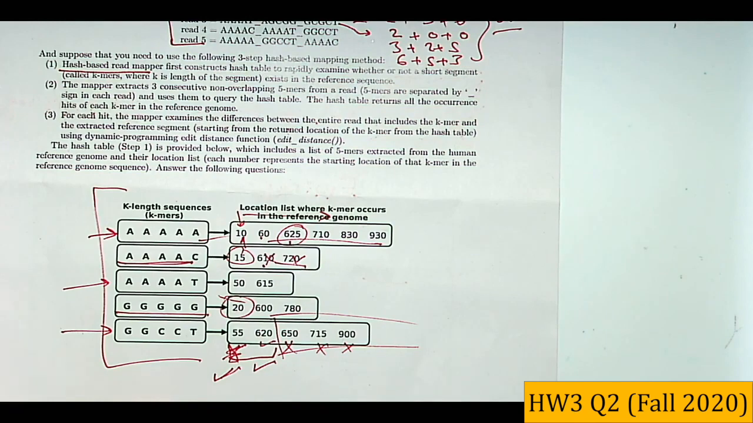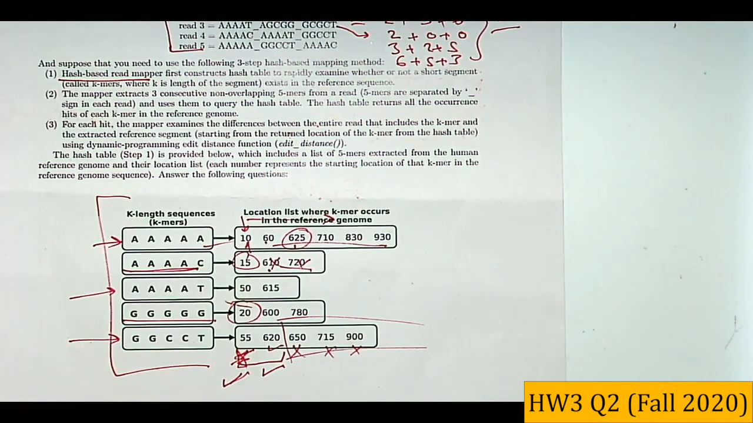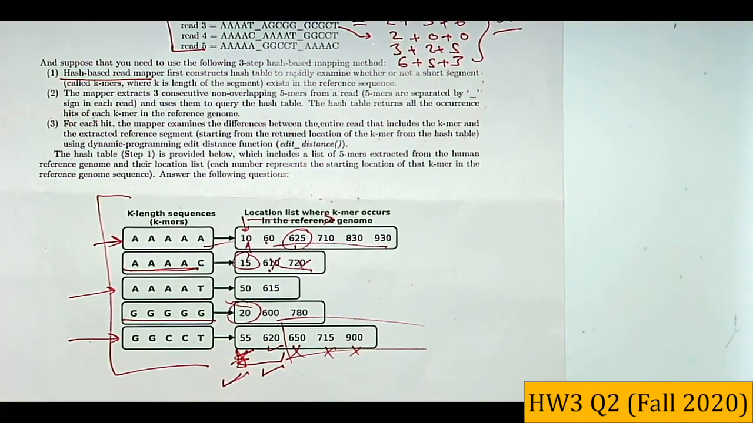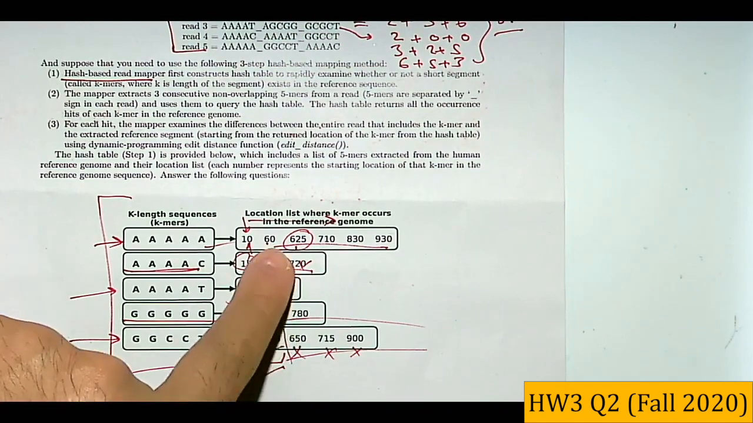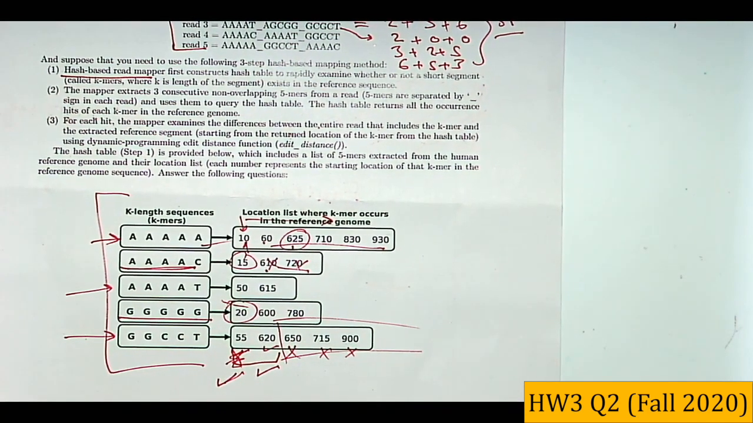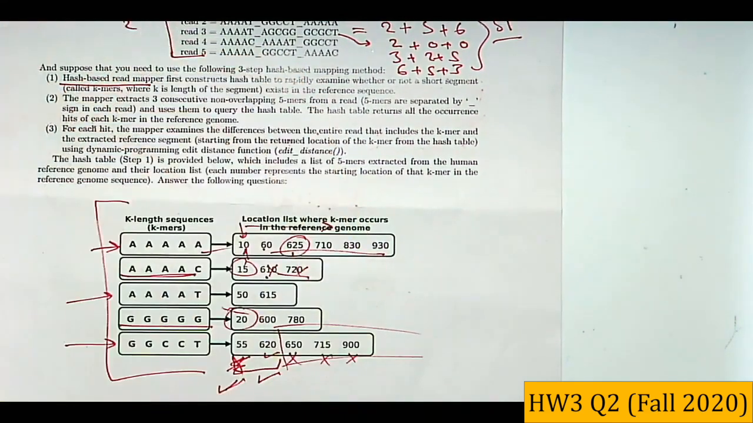which is, the first one was here, right? So we have 50, and 615, and from the second k-mer 55, 620, and from here we have 60 and 625. So we have two mappings for the second read. Now you can repeat this exactly the same steps. Do you want me to continue? How many of you want me to continue? Okay, good.